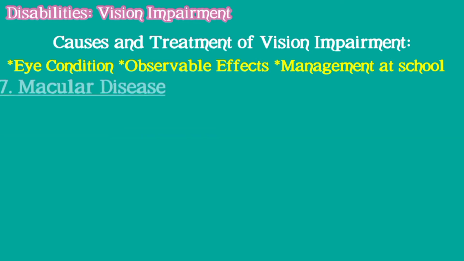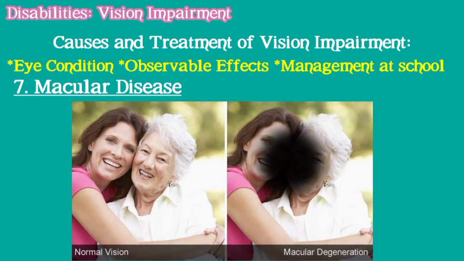Okay, next is macular disease. What is macular disease? This is the degeneration of the central part of the retina. The observable effects are loss of clear vision, extreme short-sightedness, oversensitivity to light, and loss of color vision. Tinted glasses and very strong glasses for distance viewing can help.